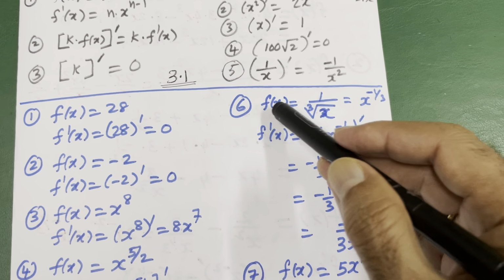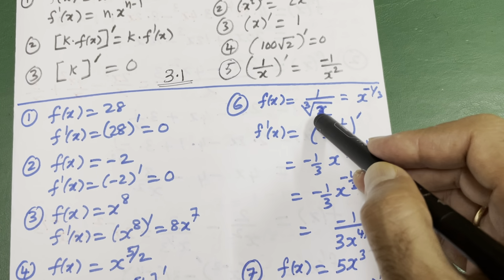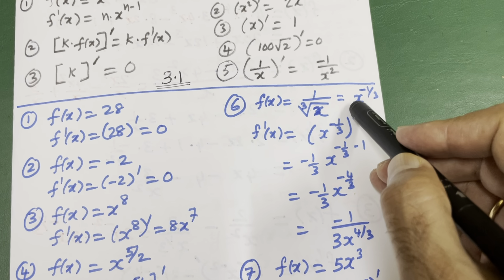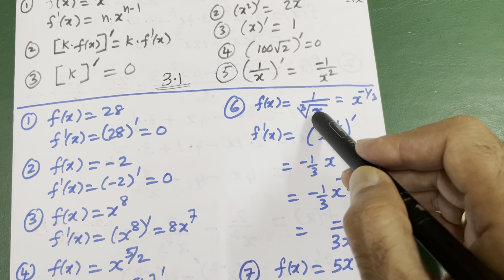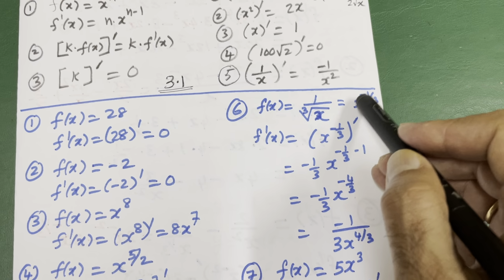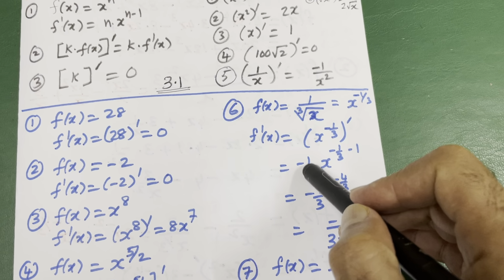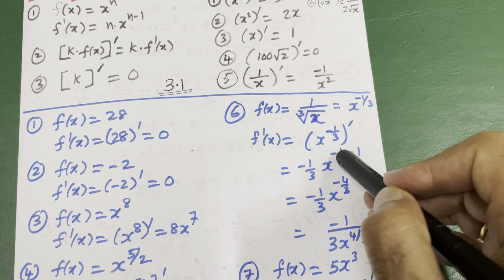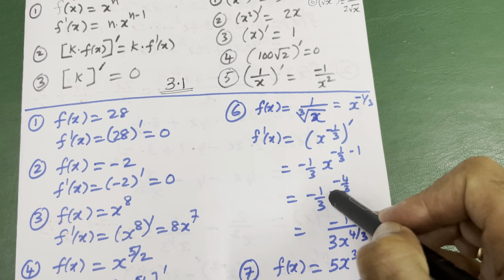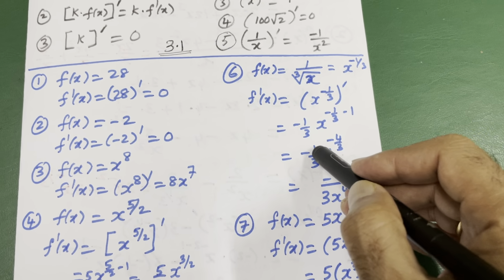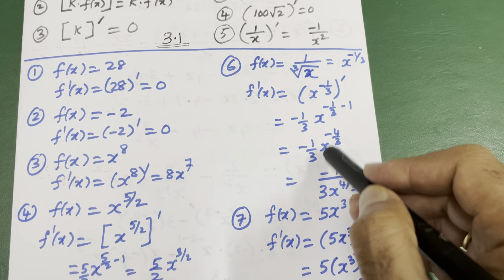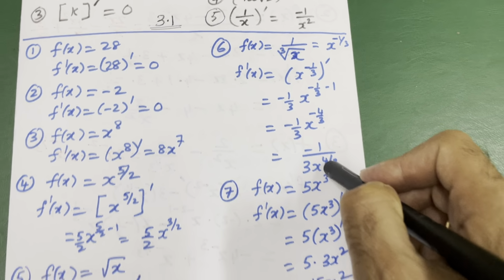See, this is a difficult question. f(x) is equal to 1 over cube root of x. Cube root of x means x power 1/3. Because it is in the denominator, if you bring it to the numerator, it will become minus. So the derivative will be minus 1 over 3 multiplied by x power minus 1 over 3 minus 1. So minus 1 over 3 x power minus 4 over 3. This minus I make it plus.